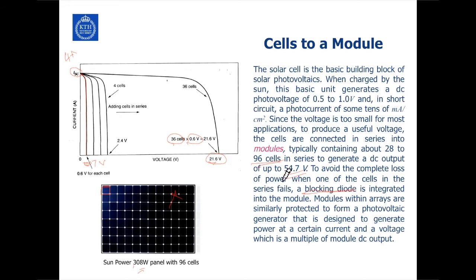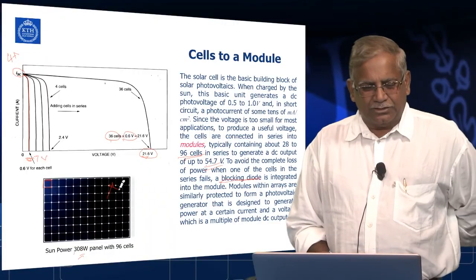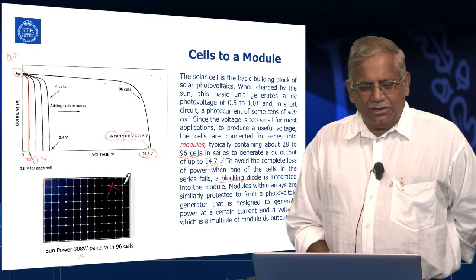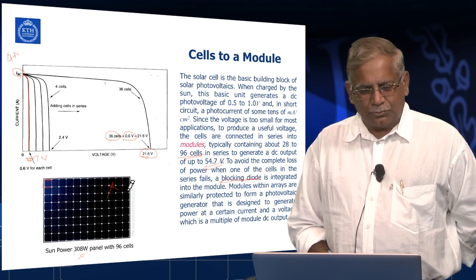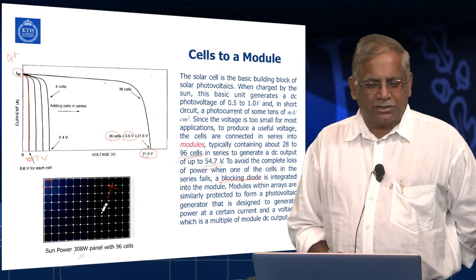So it is important to put blocking diodes between each of the cells. Of course, it depends on the manufacturer. Typically they don't do that. What they do is they bunch them together, so about 4 by 4 or something, then put a blocking diode.